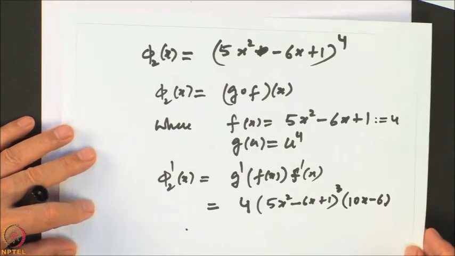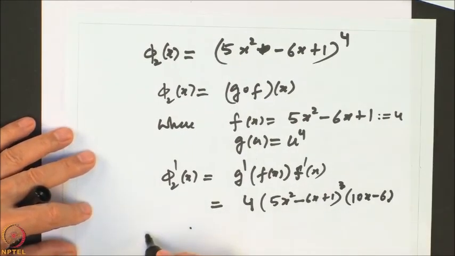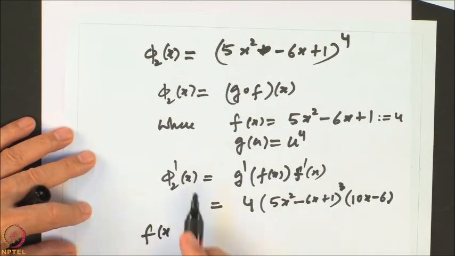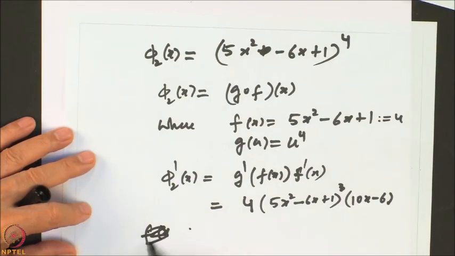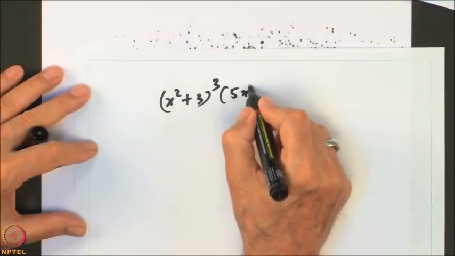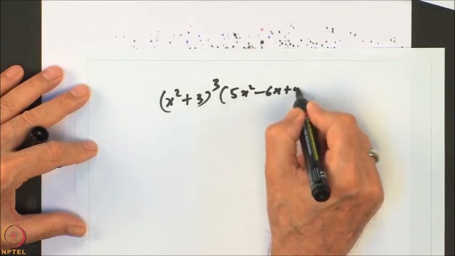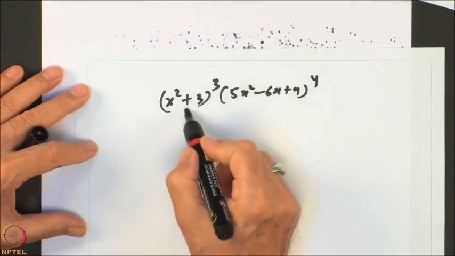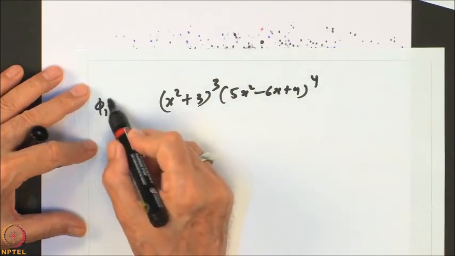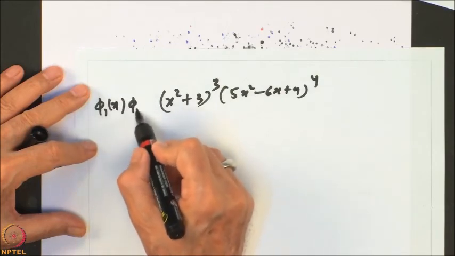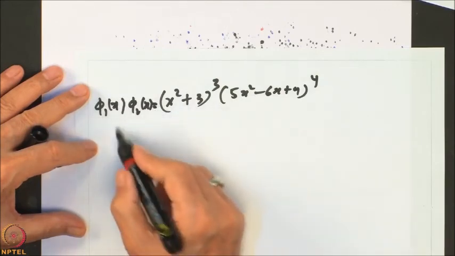So we can now write down the derivative of f of x, which was my original function. I can write down now the derivative of the original function, that is, derivative of this function (x square plus 3) cube (5x square minus 6x plus 1) to the power 4. We call this as phi 1 of x into phi 2 of x. So what is the derivative of this?